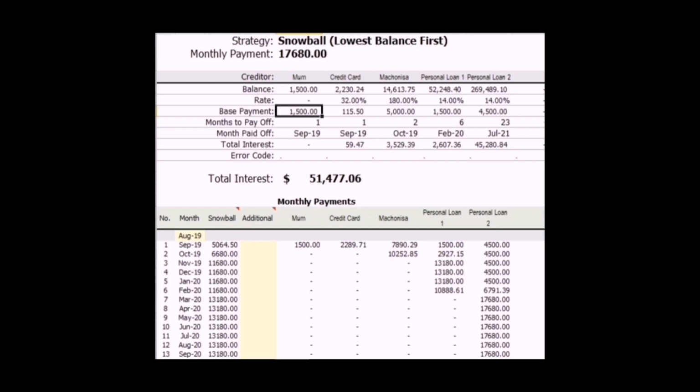I closed it off. And then still in the same month, for my machonisa, I was supposed to pay 5,000, but I had extra money, therefore I paid 7,890. You can see that in the first month, I was able to pay off mom, I was able to pay off the credit card, and I paid extra towards my machonisa.